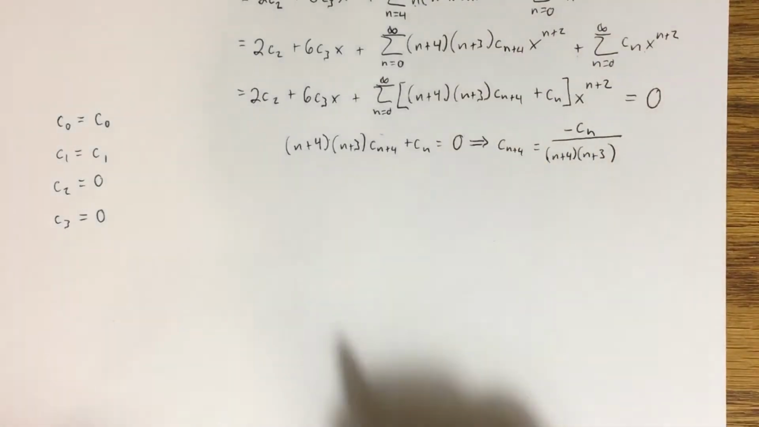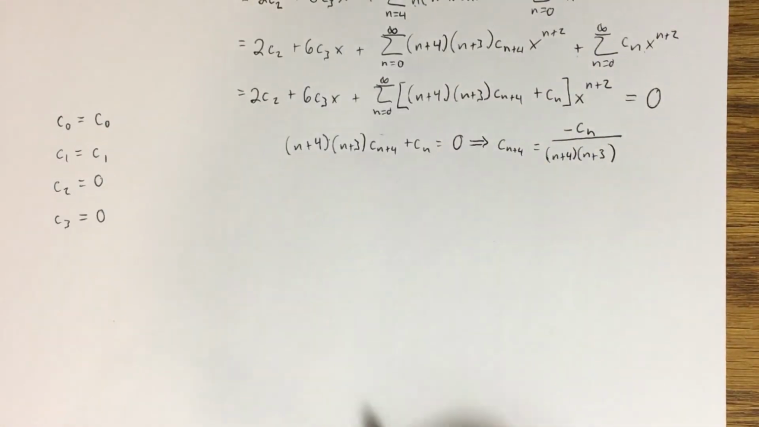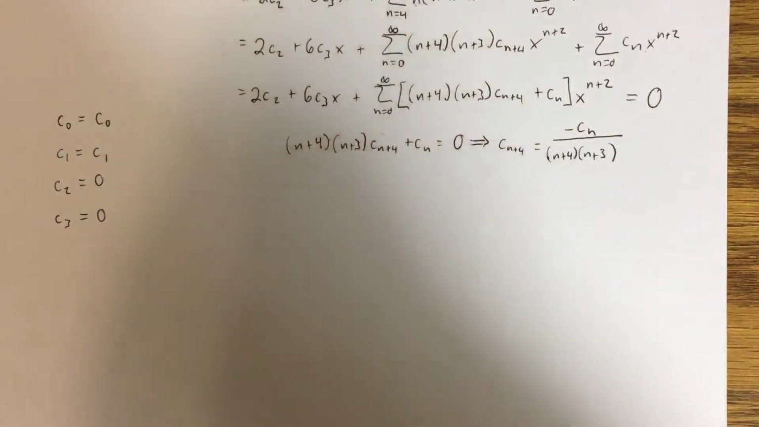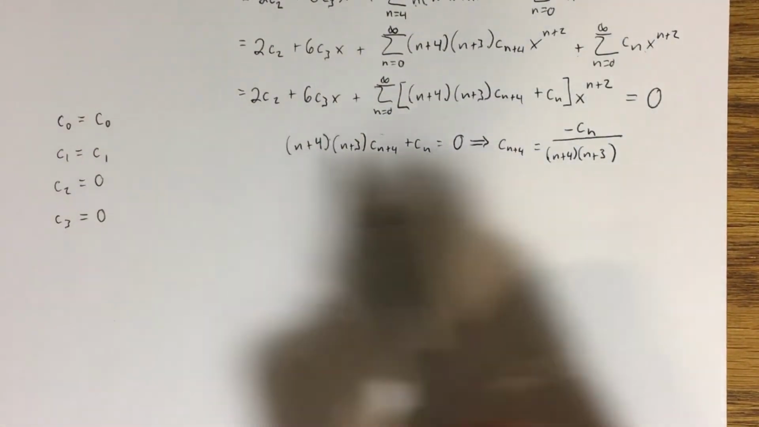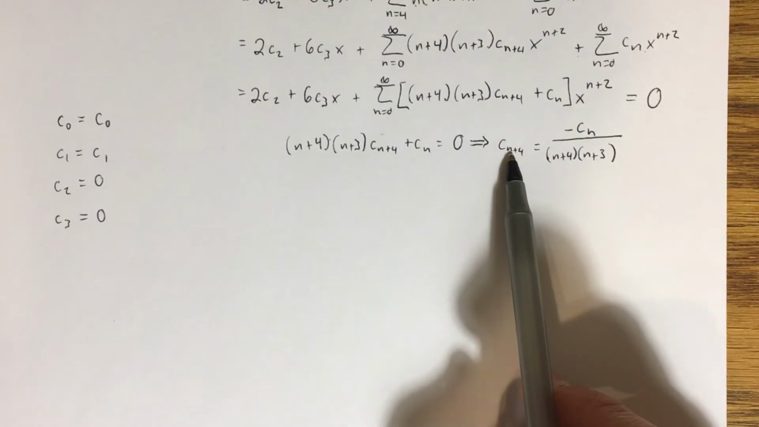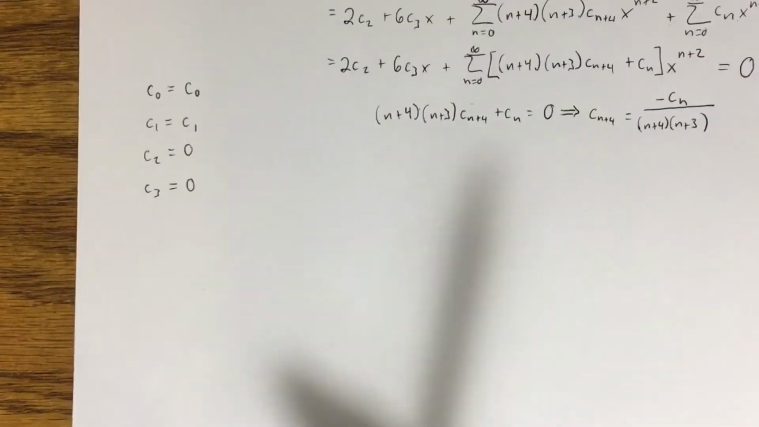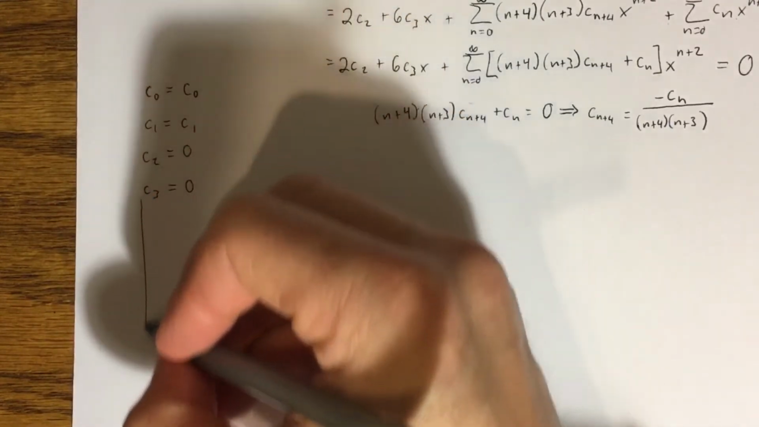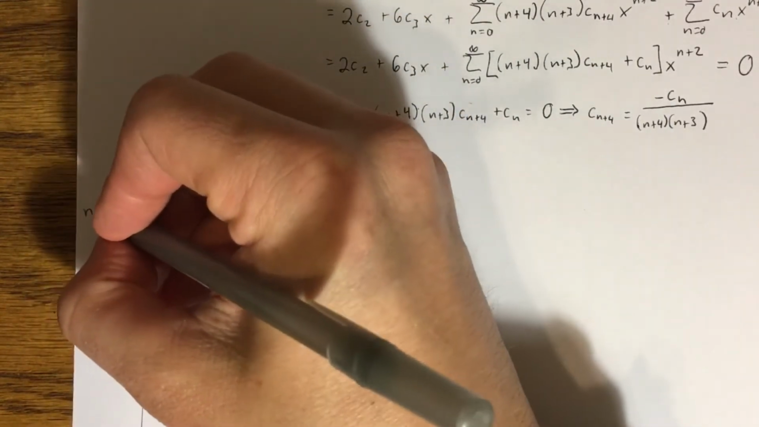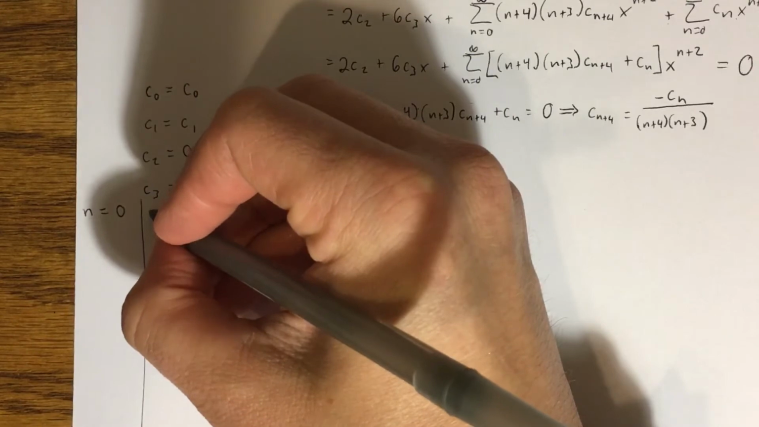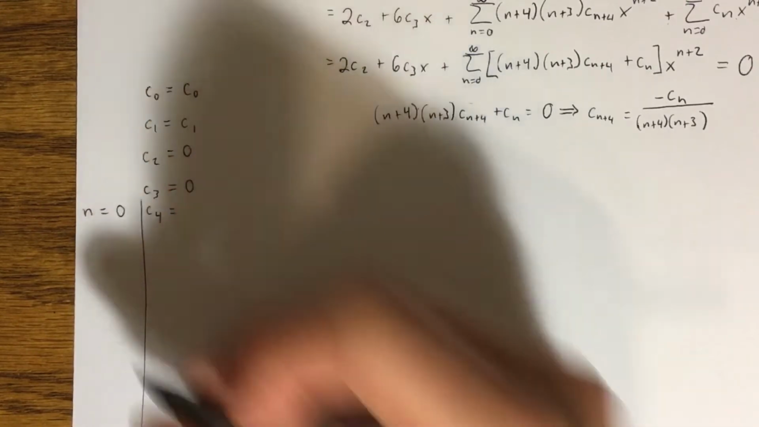Okay, I've solved for c_{n+4} there. This is my recurrence relation. Notice if I plug a 0 in for n, that gives me C4, which is my next term that I need. So from here forward, I'm going to keep track of what value I'm using for n. n equals 0 is going to give me C4.